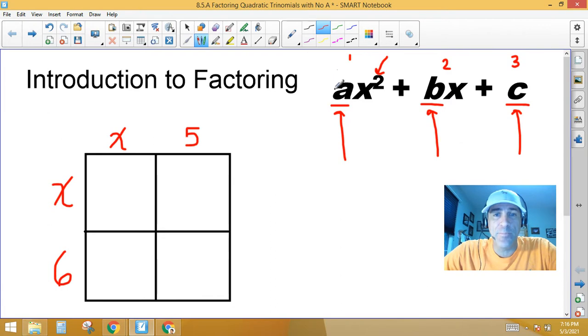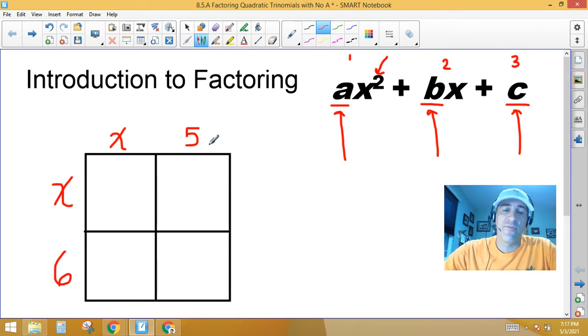So again, A is the lead coefficient, always connected to the x squared. B is going to be our coefficient in front of the x. Sorry, the coefficient is going to be a number, just like A. And then C is just the constant by itself. So what factoring is, is the reversal of multiplying, but with polynomials. So it's like division. There actually is division of polynomials, but factoring will break up a quadratic trinomial into two binomials, what we started with.